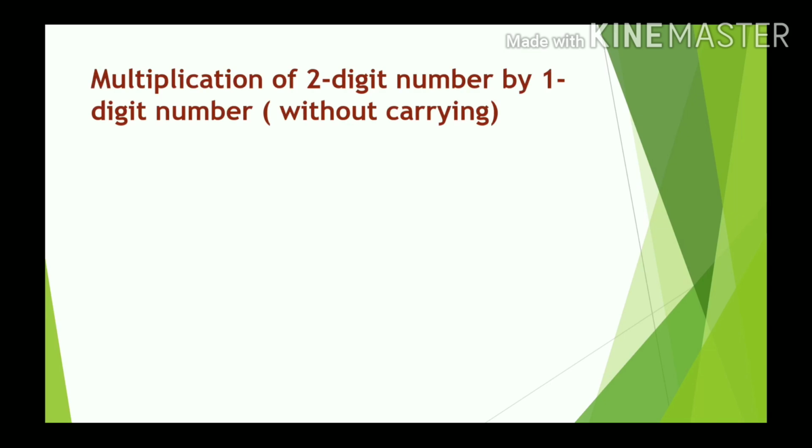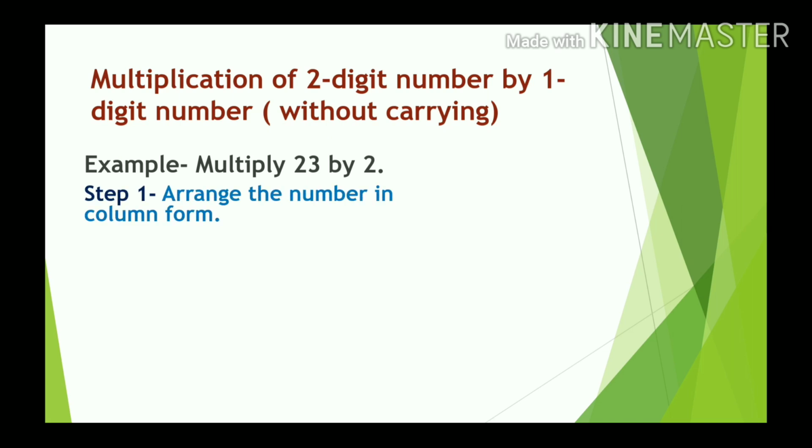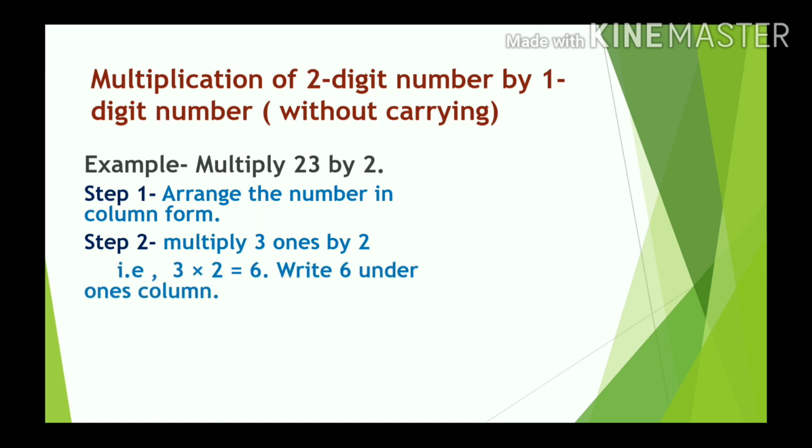Now the next topic is multiplication of a 2-digit number by a 1-digit number. First we will do it without carrying. So for example, multiply 23 by 2. We will follow these steps to do the multiplication. Step 1. Arrange the number in column form. Step 2. Multiply 3 ones by 2. That is 3 multiplied by 2 is equal to 6. So write 6 under the ones column.